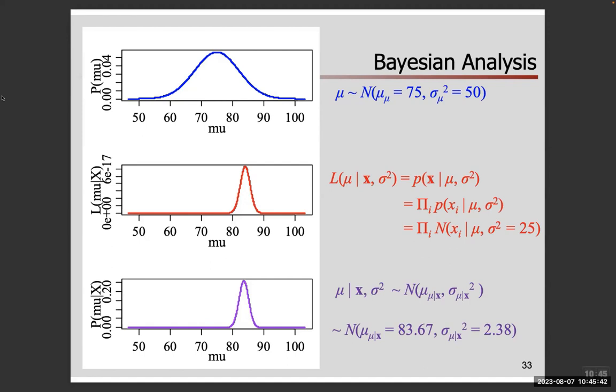That's also a normal distribution, and we're not going to step through the formulas in great detail, but there are ways that you can calculate that posterior distribution. What is its mean? What is its variance? It turns out that that posterior distribution is a normal distribution with mean 83.67 and variance 2.38 in this case.